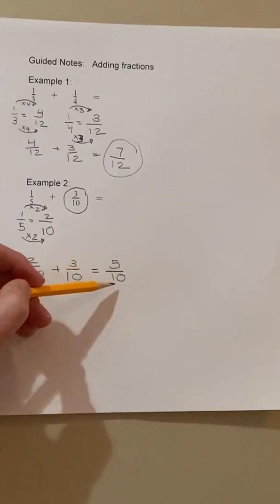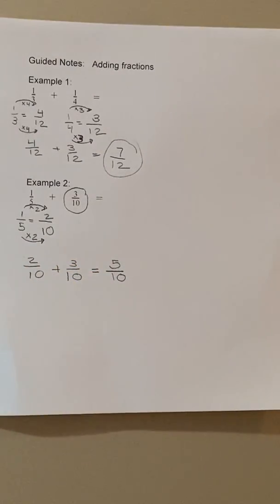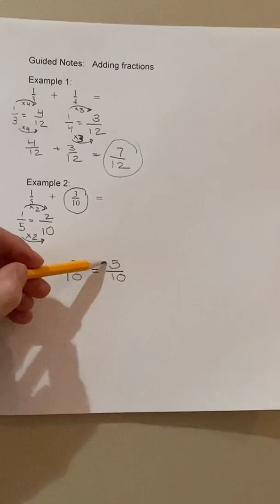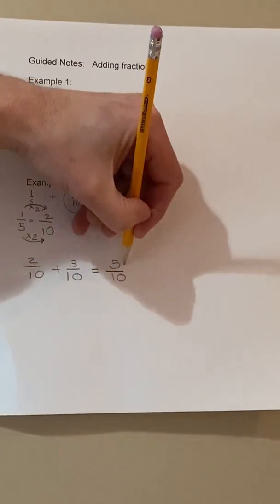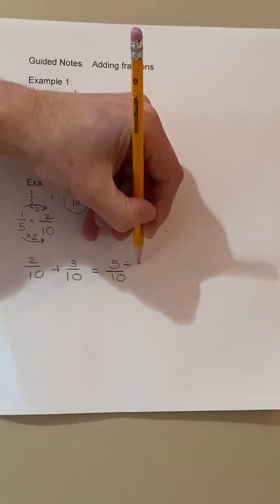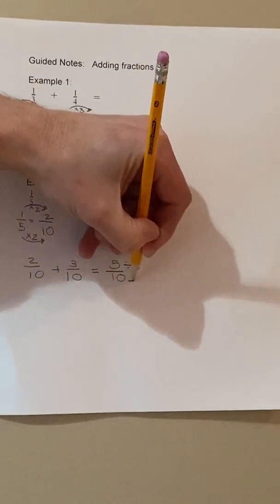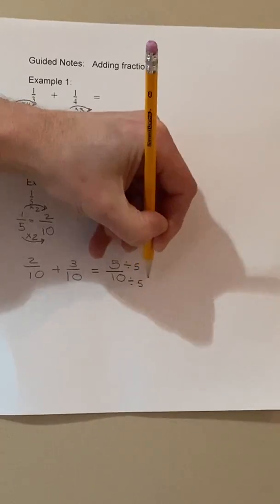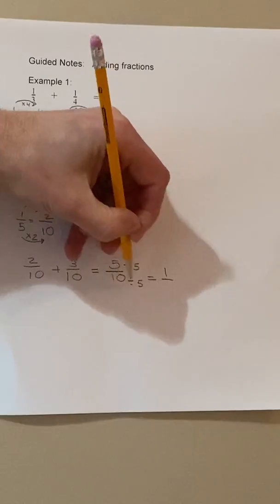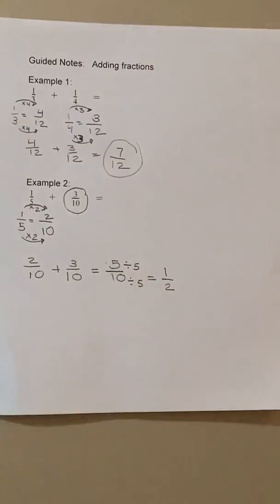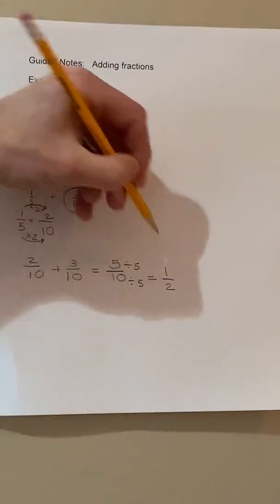There is a number that I can divide both of these by. There is a common factor that I can divide both the 5 and the 10 by. And that number is 5. I can divide both of these by 5. So let's do that now. 5 divided by 5 gives me 1. 10 divided by 5 gives me 2. So my answer to this problem is 1/2.